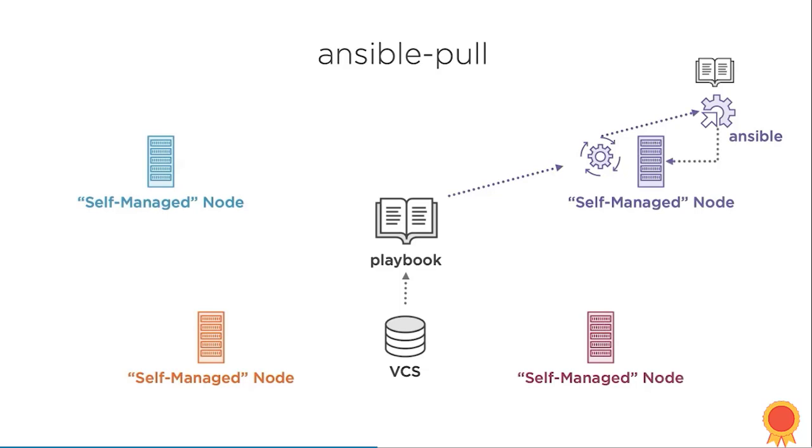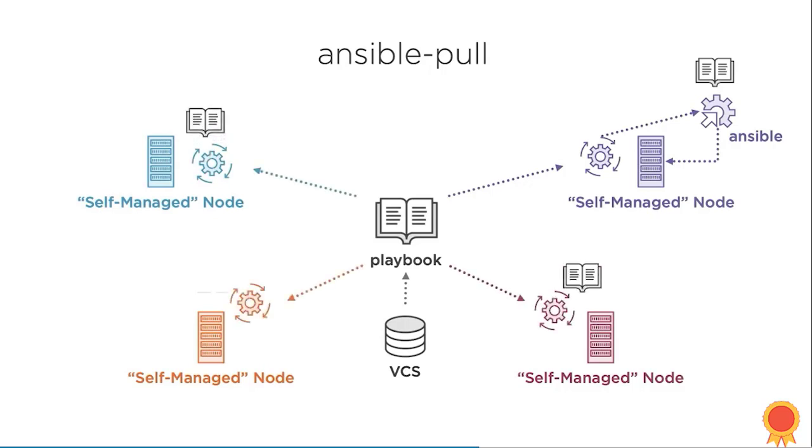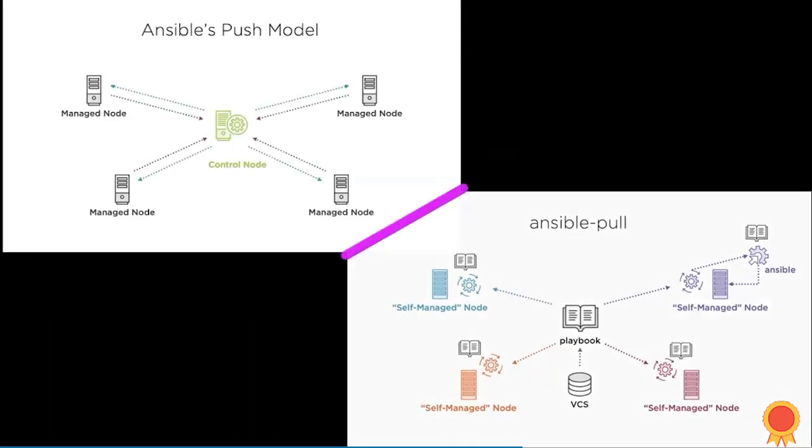And thus Ansible is running on each self-managed node instead of on a control node in a decentralized fashion, and thus a pull model. And of course, cron can run at any pace, and each of the self-managed nodes will pull down the playbook and execute Ansible as it sees fit on its own schedule. And so that's the distinction in the two models. We have push versus pull.